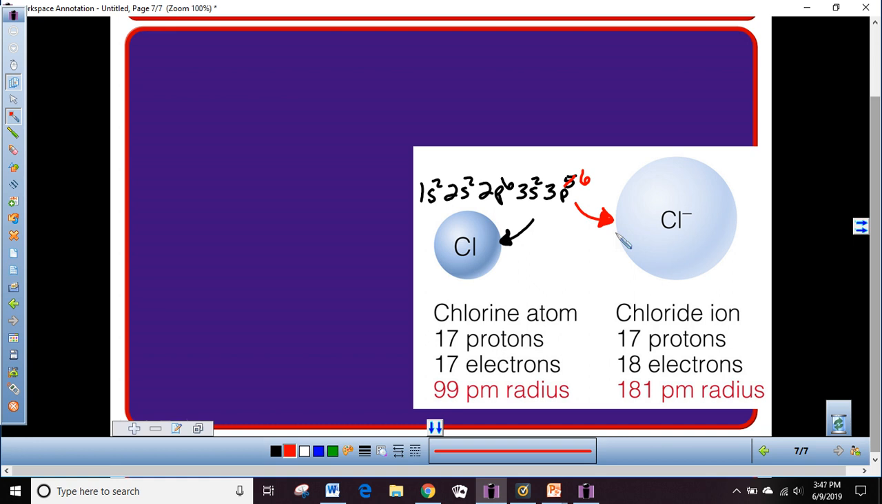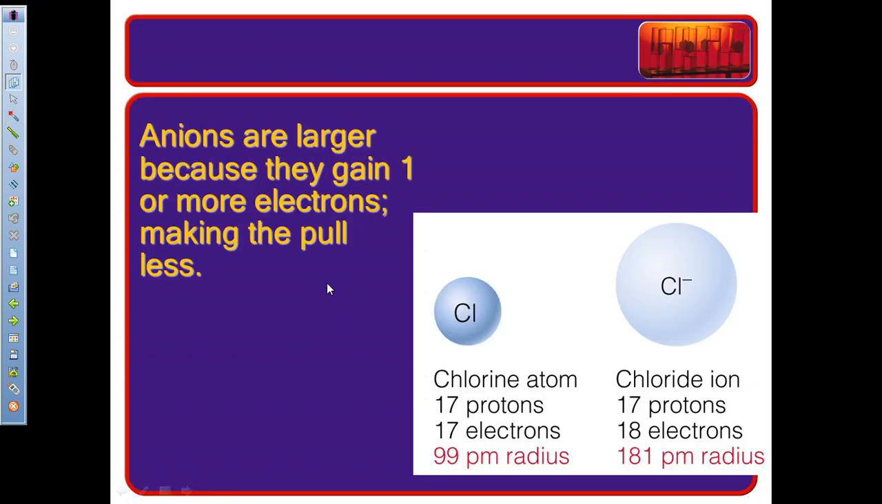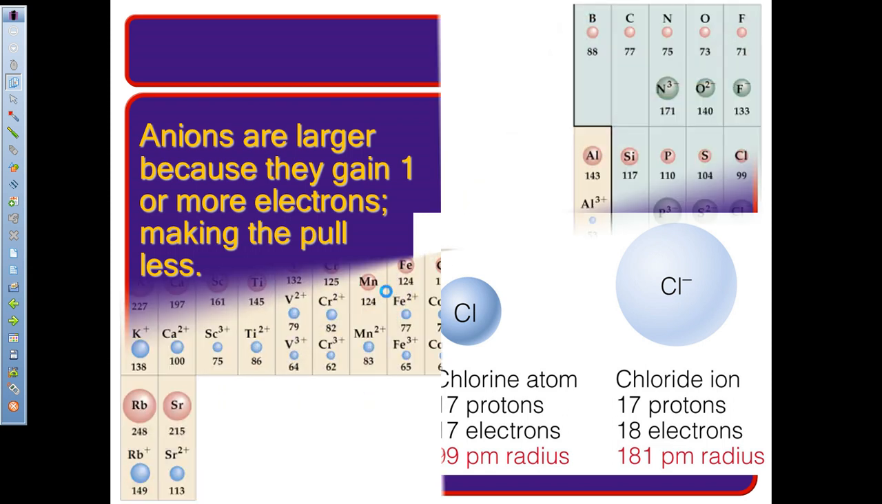And as we look at things in solution, and ions in solution, we'll be looking at why those atoms are larger than they originally were. So, anions are larger because they gained 1 or more electrons, making it less of a pull to the center. So those protons were pulling in 17 electrons. Now they're pulling in 18. So it got disproportionate. So it got to be a larger atom. So anions are larger, cations are smaller.